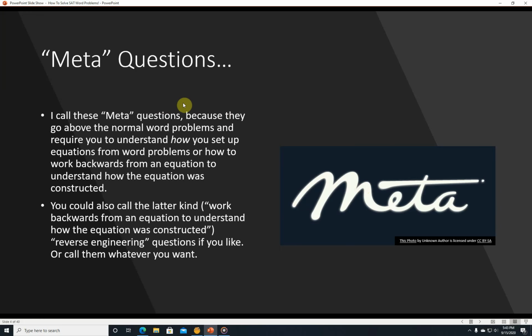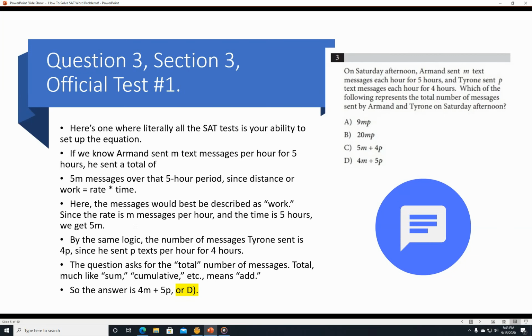So, meta questions. I call these meta questions because they go above the normal word problems and require you to understand how you set up equations from word problems, or how to work backwards from an equation to understand how the equation was constructed. You could also call the latter kind reverse engineering questions if you like.